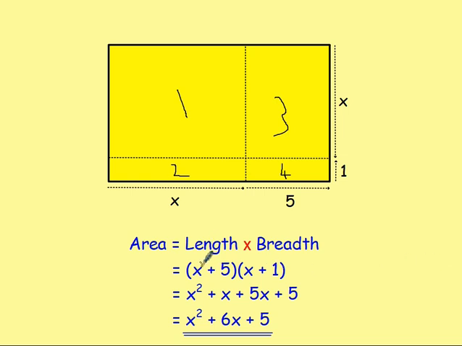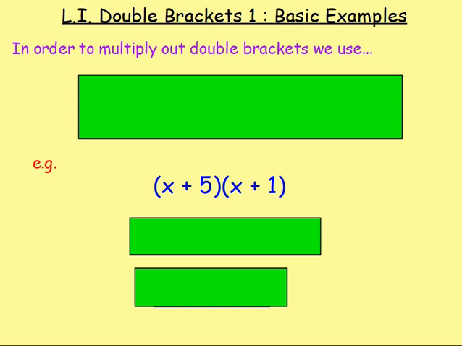Really what we're doing is we're taking the x and multiplying it by the x. We're then taking the x and multiplying it by the 1. Then we're doing the 5 times the x, and then the 5 times the 1. This is just a quick trick used to multiply out brackets when you're taking the first term in the first bracket and multiplying it by everything in the second, and then taking the second term in the first bracket and multiplying it by everything in the second.